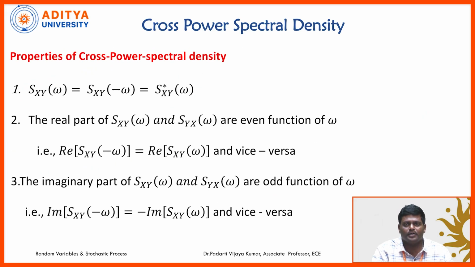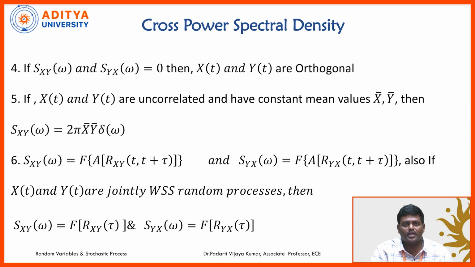So, there are some properties which we need to recall. One property is that the power spectral density is an even function of omega, and this is the first property. The real parts of Sxy and Syx are even functions of omega. The imaginary parts are odd functions of omega. And if Sxy of omega is equal to 0 and Syx of omega is equal to 0, it means that the random processes x of t and y of t are orthogonal to each other.